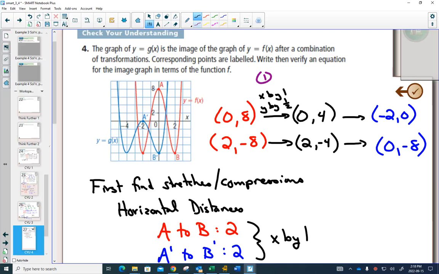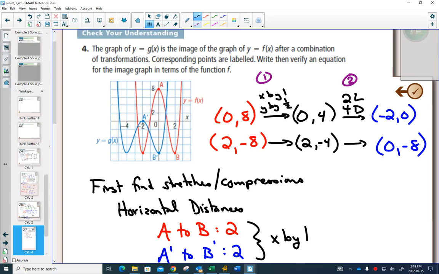And now you can figure this out second. How do I go from 0 to minus 2 and 2 to 0? I would have to go 2 to the left. How do I go from 4 down to 0, and from negative 4 down to negative 8? I have to go 4 down.